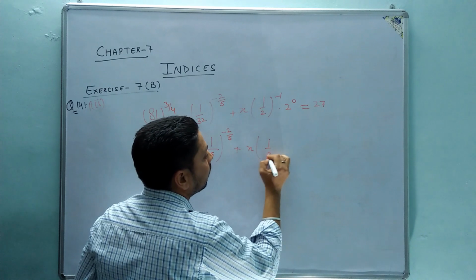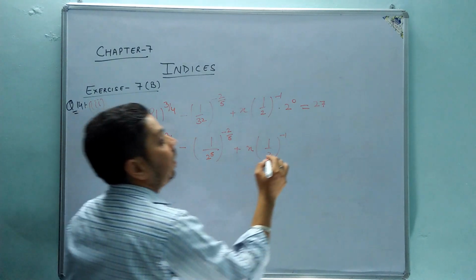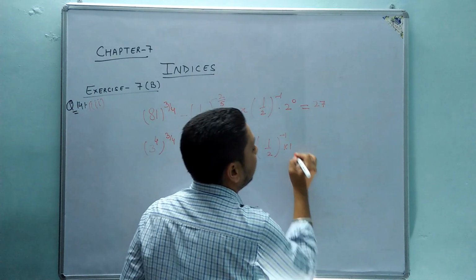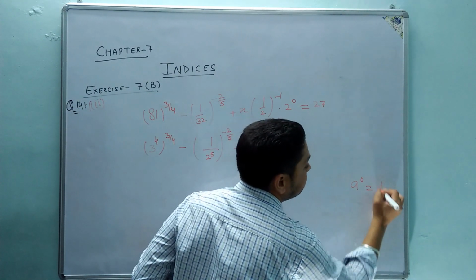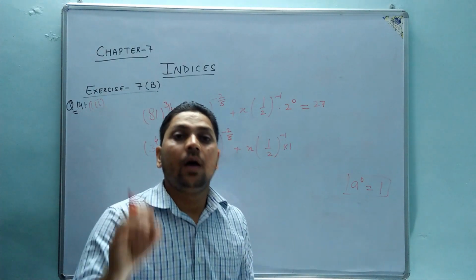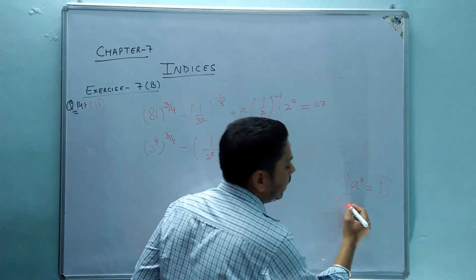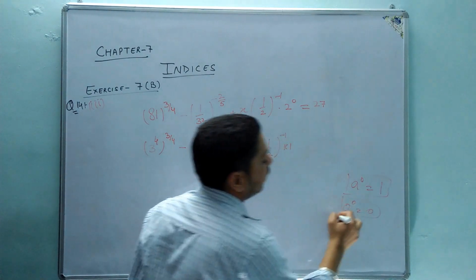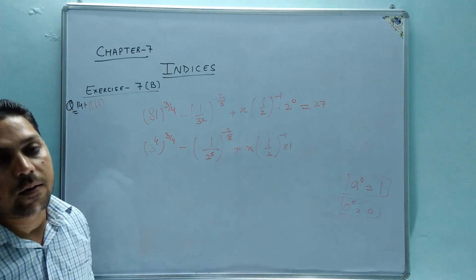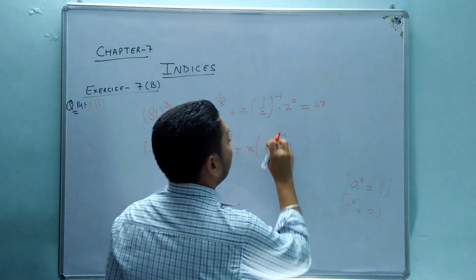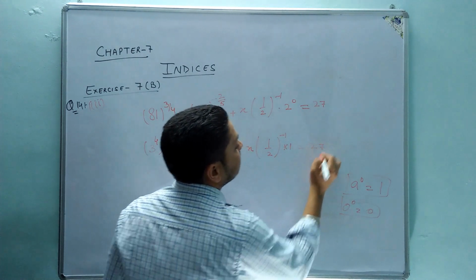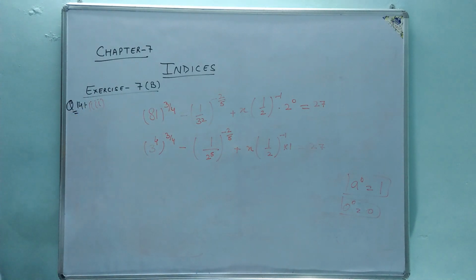Then we have minus 2 over 5 plus x, into 1 over 2 raised to power minus 1, into 2 raised to power 0. What is 2 raised to power 0? It is 1. Anything raised to power 0 is equal to 1, except 0. 0 raised to power 0 is not defined like this, but anything except 0 raised to power 0 is equal to 1. So 1 by 2 raised to power minus 1 into 1 is equal to 27.